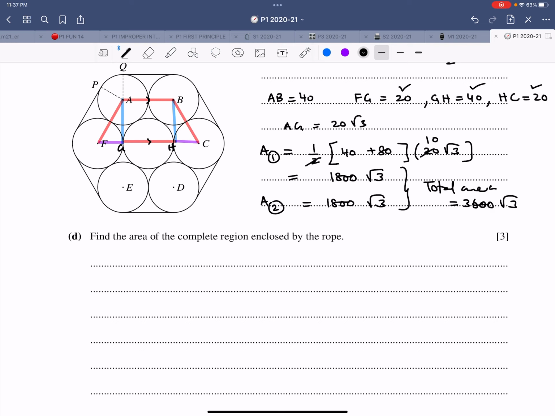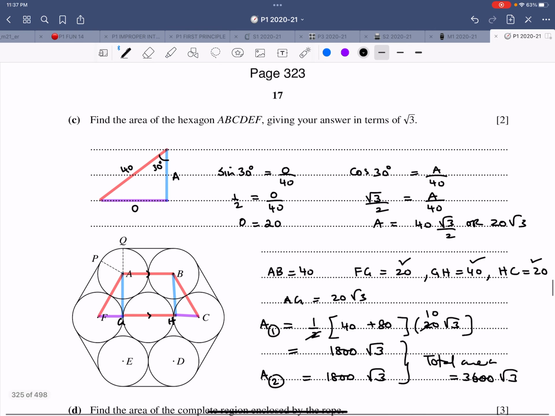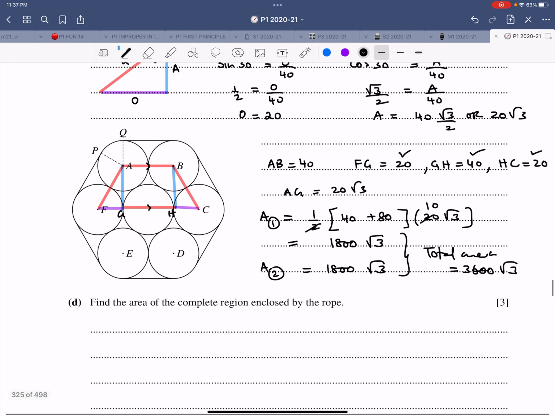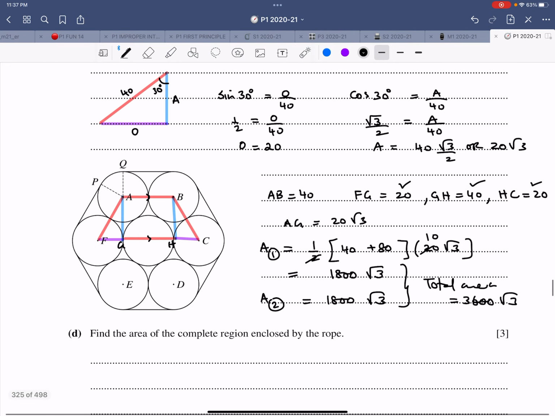Now let me just double check my numbers. Sine of 30 is half, that opposite over 40. So therefore opposite is 20. Cosine of 30 is A over 40, that is 40 into root 3 over 2, 2 ones are 2, 20s are, that's also done. So now this adjacent is the height and these two are parallel sides. This is 40, this is 40, this is 20, this is 20.